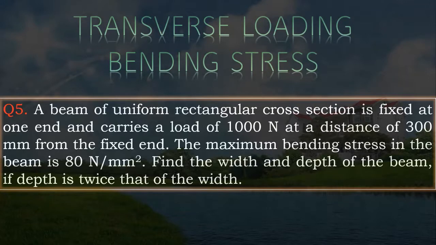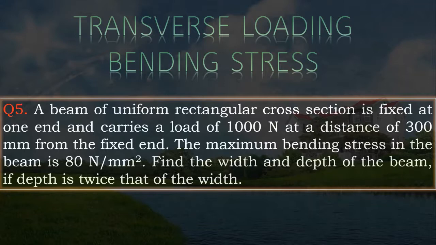In this numerical, he has clearly informed us that there is a beam which is fixed at one end, which means that he is talking about a cantilever beam, and the load of 1000 newtons is applied at a distance of 300 mm from the fixed end. It means the total length of the beam is 300 mm, and at the free end there is a load of 1000 newtons which is applied.